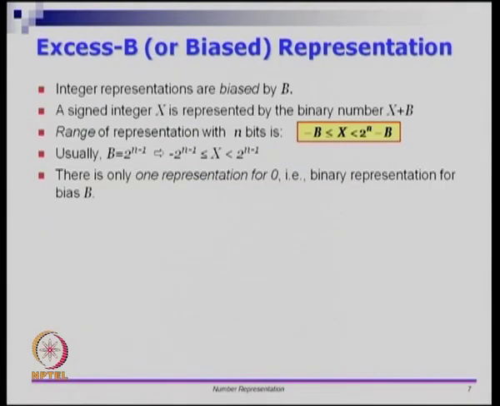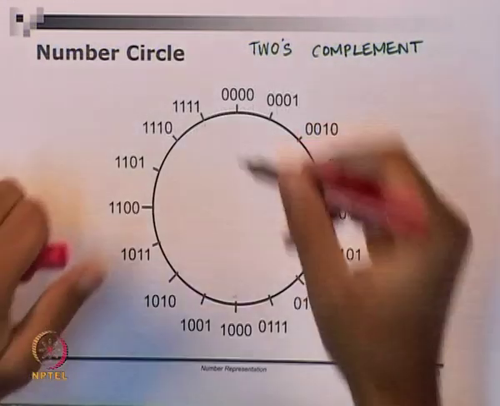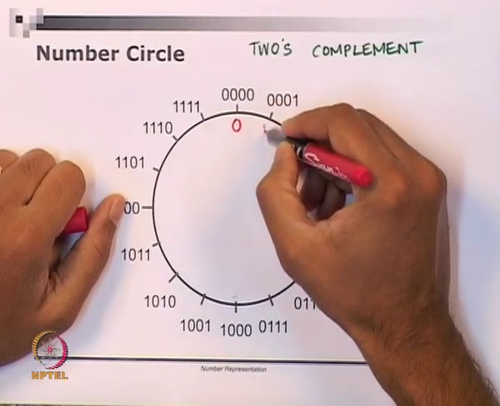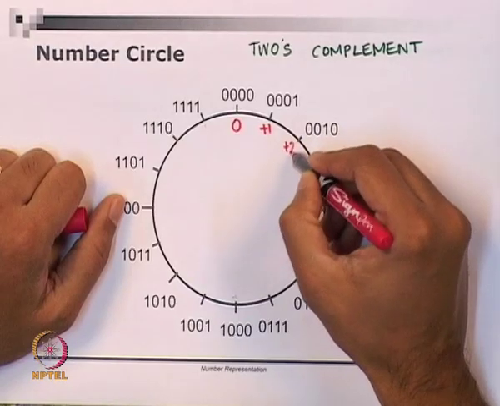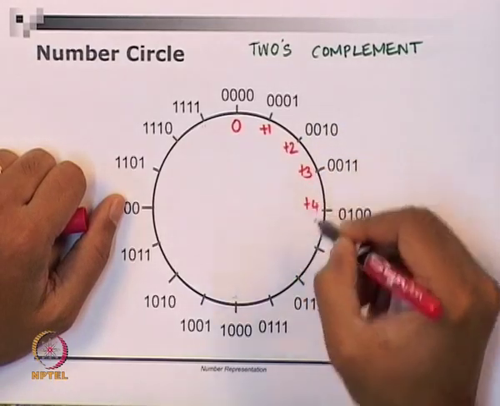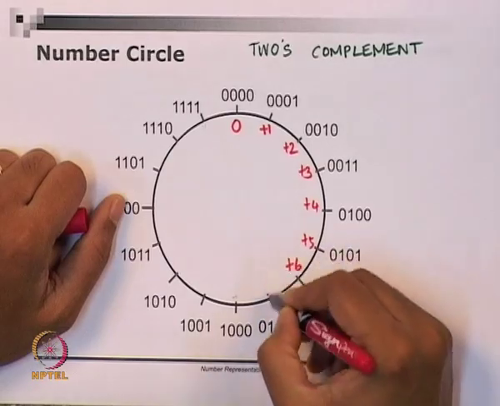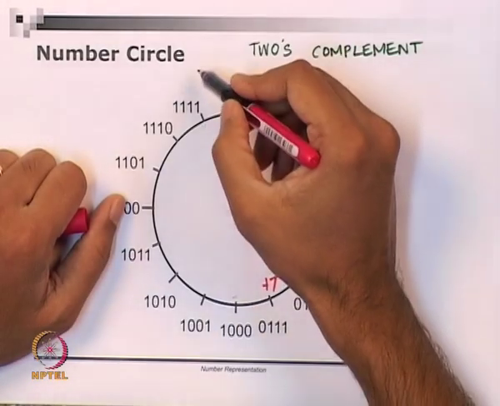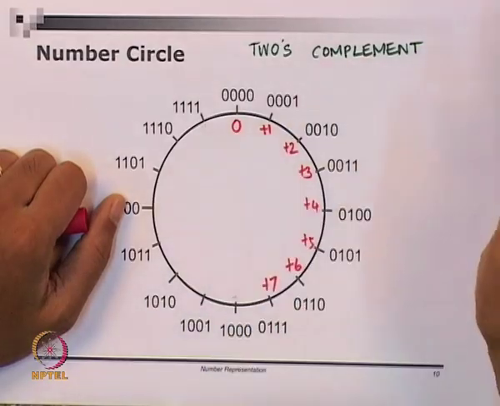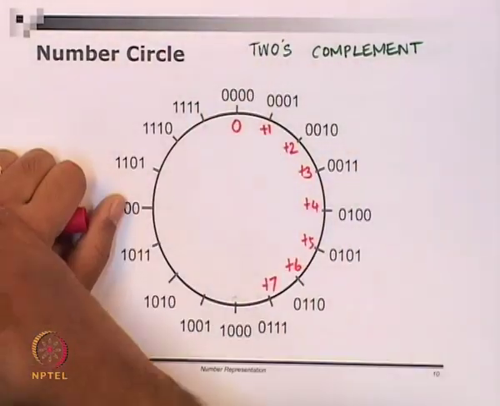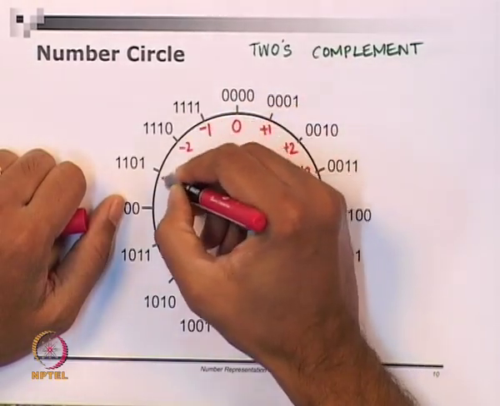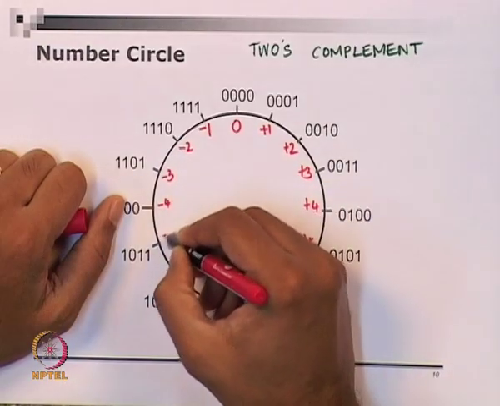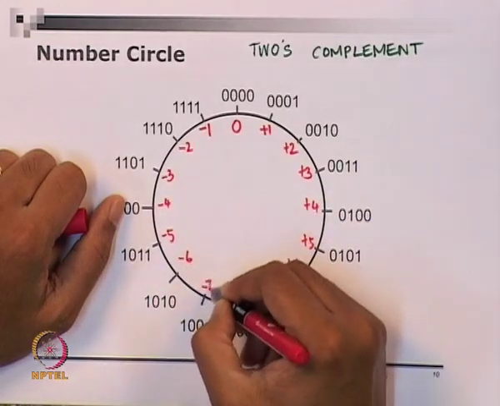Now let us look at the number circle for 2's complement. We start with 0 here, and in fact there is no positive 0 or negative 0, there is only one 0 here. Then plus 1, plus 2, plus 3, plus 4, plus 5, plus 6 and plus 7. If I draw an imaginary line here, everything to the right of that is positive or 0, everything to the left of that is negative, and the negative numbers start here. It goes in this order: minus 1, minus 2, minus 3, minus 4, minus 5, minus 6, minus 7.